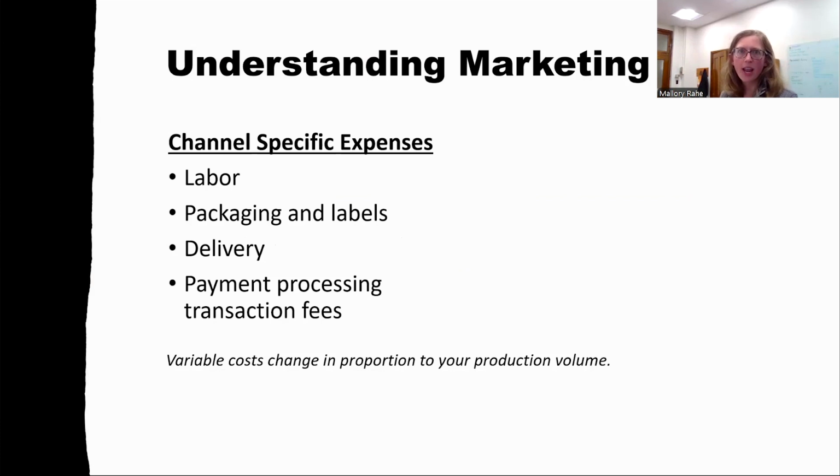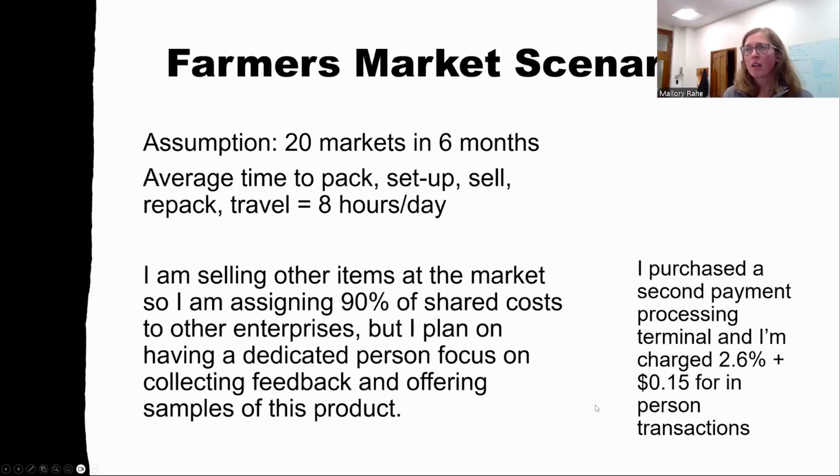Now we're going to look at some channel specific expenses. We're going to talk about labor, packaging and labels, delivery, and then those payment transaction fees. These vary related to your production volume. Again, I've worked out a scenario where my freeze-dried elderberries are going to go through 3 market channels. I showed you my sales projections, but now I want to talk a little bit more about how I came up with some of this.